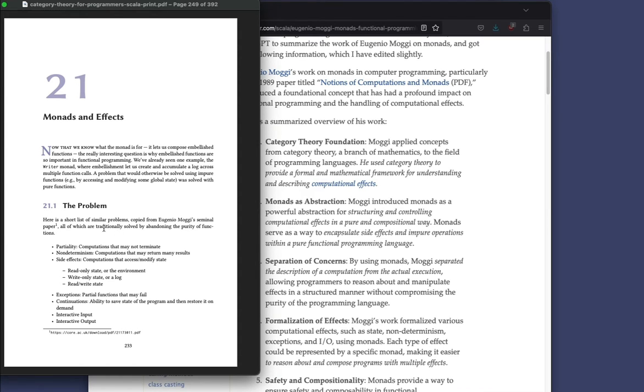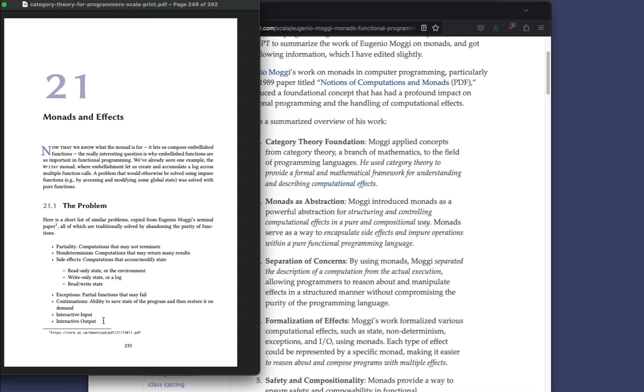So in the book over here, the author lists these problems, and he mentions that he copied them from the paper by Eugenio Moggi. And he said all of these problems traditionally had to be solved by abandoning the purity of functions. And these problems were broken into these categories here. So they have partiality, that's computations that may not terminate; non-determinism, computations that may return many results. And this might be thought of as a stream or a lazy list in Scala. Side effects, and this has everything to do with input-output, as you see right here. Exceptions, continuations, and then again, interactive input and output here.